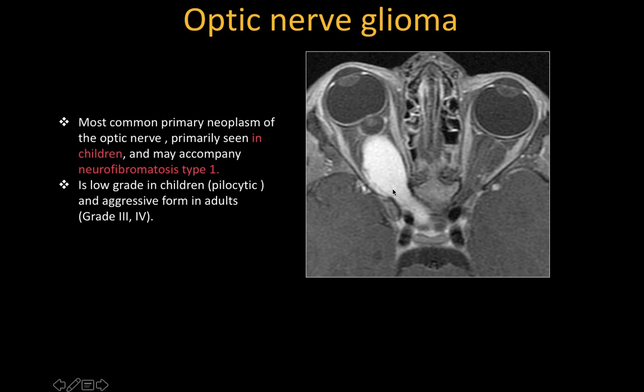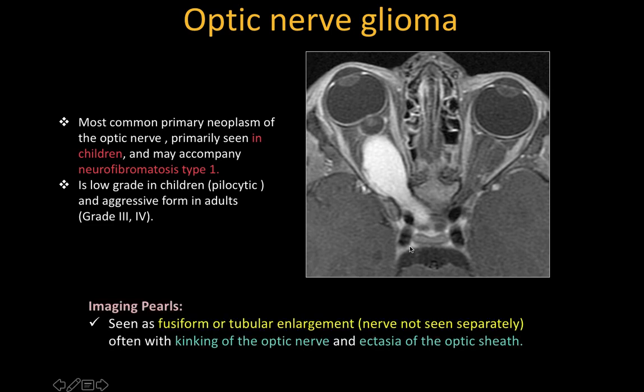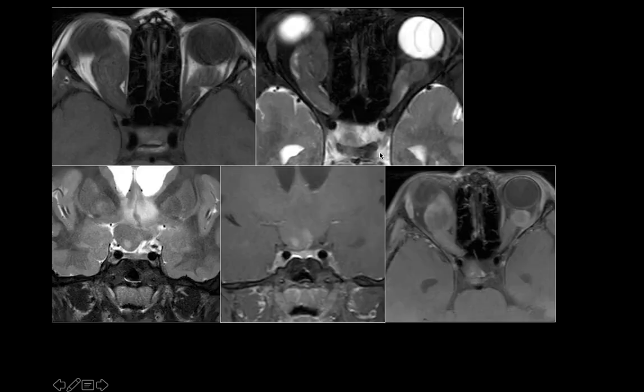Sometimes cystic component may be present in this tumor. Usually, in NF1 patients, the behavior is benign and it can spontaneously regress. So, imaging pearls, as I mentioned, fusiform or tubular enlargement of the optic nerve with the nerve not seen separately, associated with kinking of the nerve, and there can be ectasia of the optic sheath.